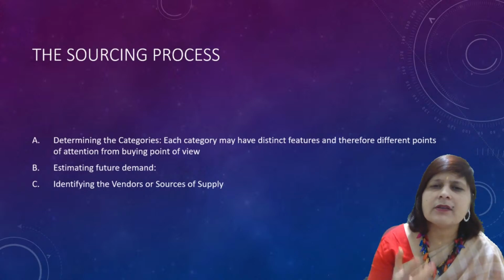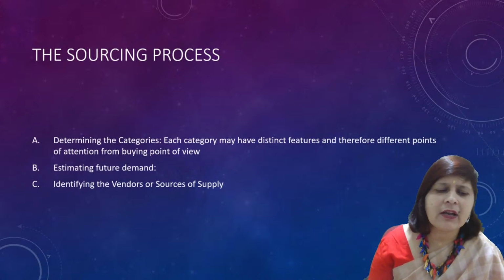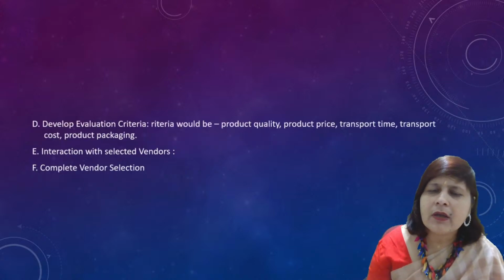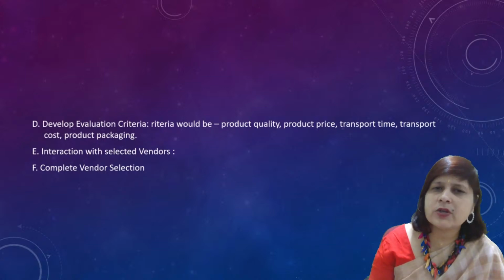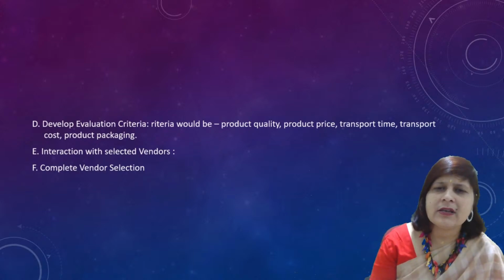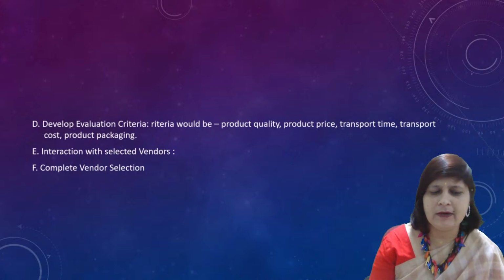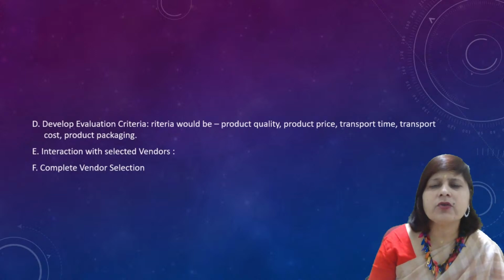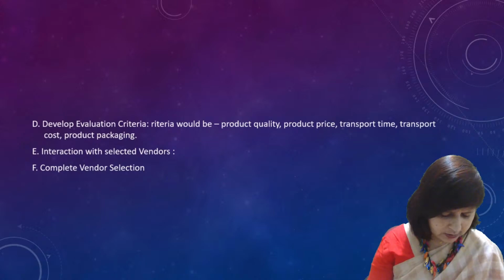So first important thing is determine the categories, right? Fast moving ones. Then estimate the future demand for each and every product and category. Identify the vendors who can supply the product. Develop the evaluation criteria on the basis of which you can evaluate the product at the vendor. Then interact with the selected vendors. Select the vendors. Complete the vendor selection. So these are the crucial points of source management, right?